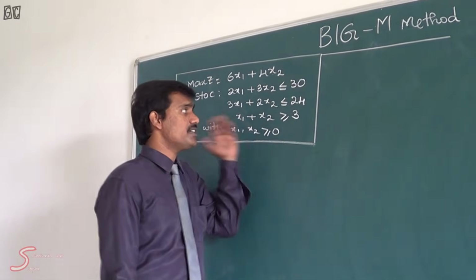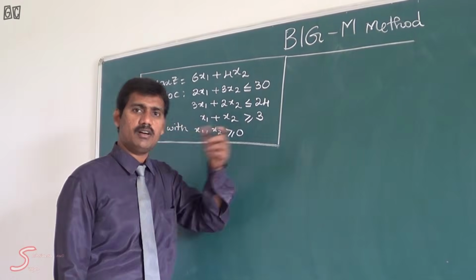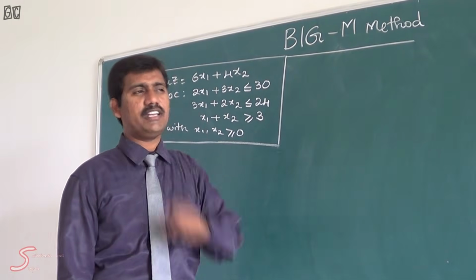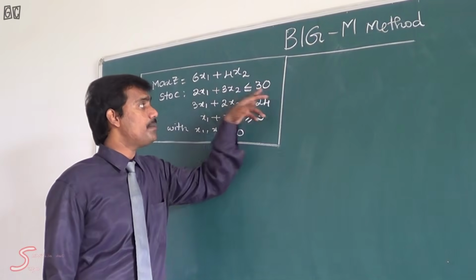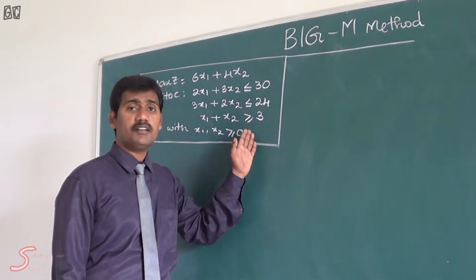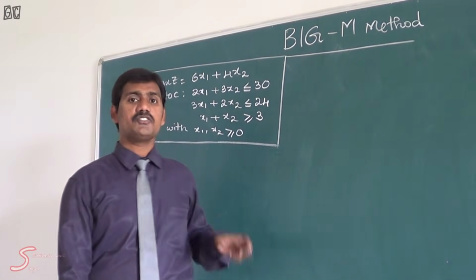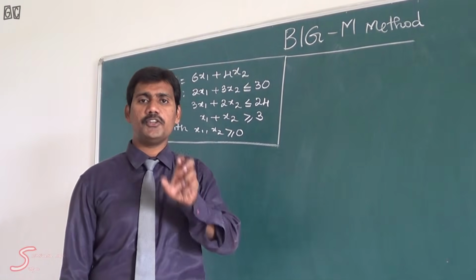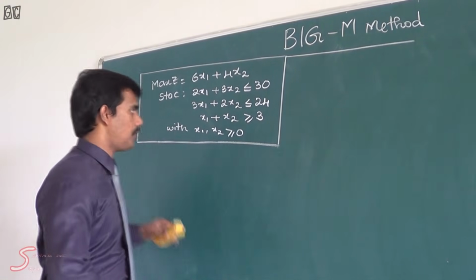If you check the constraints, obviously we will have some sort of difficulty. In the first equation the maximum availability is 30. In the second one we have 24, and in the third one the minimum availability is 3, from 3 to undefined. So for this case we are going to use the big M method. The solution is as follows.